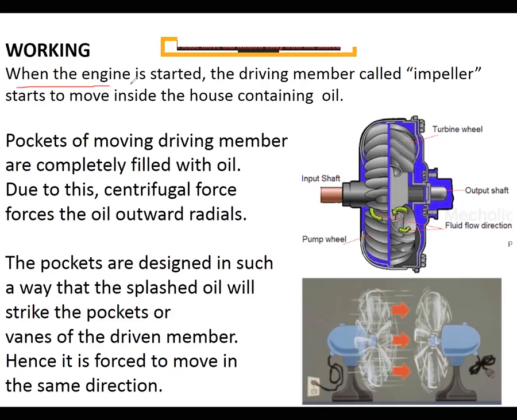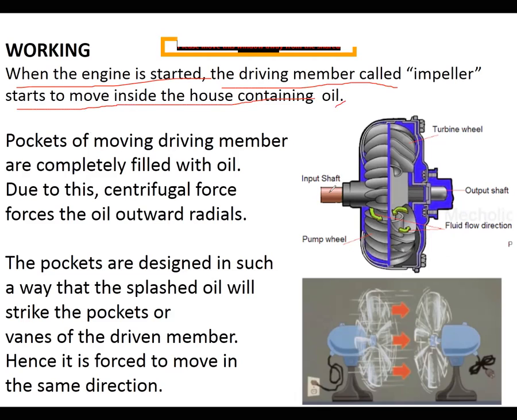So when the engine is started, just as when the fan is started, the spiral air from the wings strikes the other fan. When the engine is started, the driving member is called the impeller. The pump wheels are always rotating here, because they are directly connected to the input shaft, so the oil inside the housing starts to move, right?